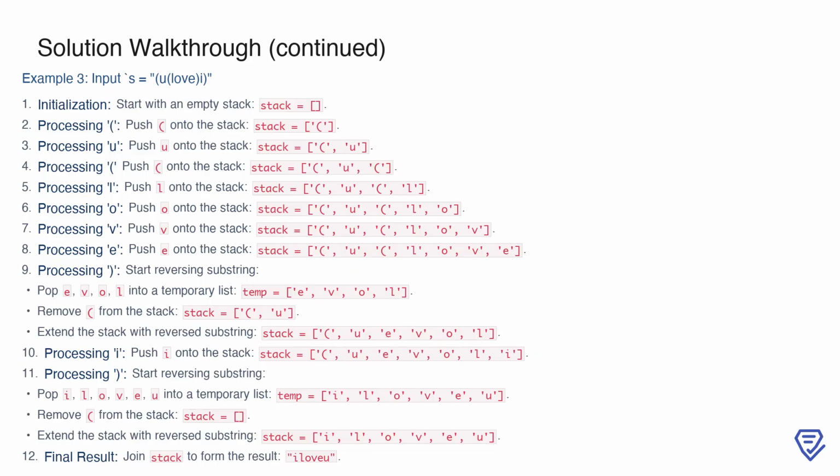Next, we process I by pushing it onto the stack. When we reach the final closing parenthesis, we reverse the entire substring. This involves popping I, L, O, V, E, and U into a temporary list, removing the opening parenthesis, and extending the stack with the reversed substring. Joining the stack gives the final result ELOView.